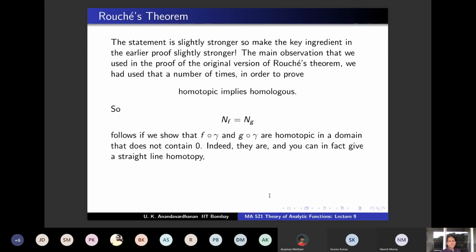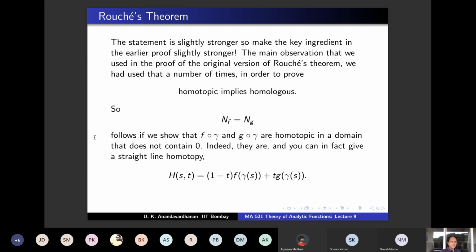In fact, you can give the simplest kind of homotopy. You can give a straight line homotopy. You can connect F compose gamma and G compose gamma via straight lines joining these. You can give H(s,t) equal to (1 minus t) F(gamma(s)) plus t G(gamma(s)). At t equal to 0, the curve is F compose gamma. At t equal to 1, the curve is G compose gamma.